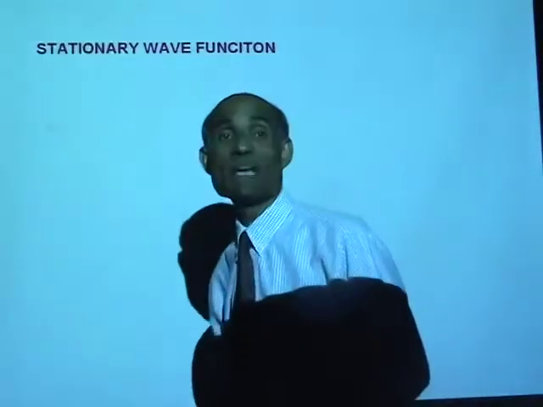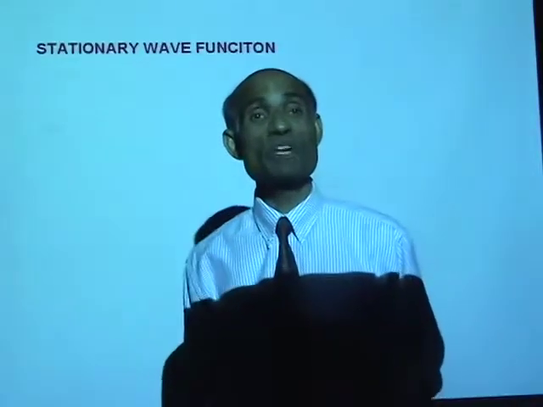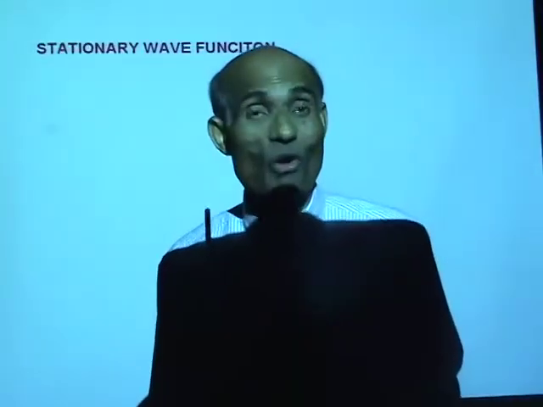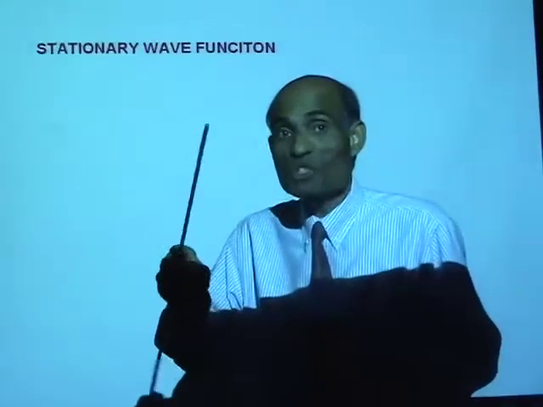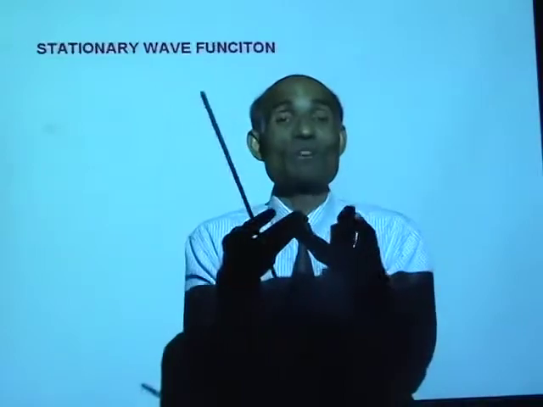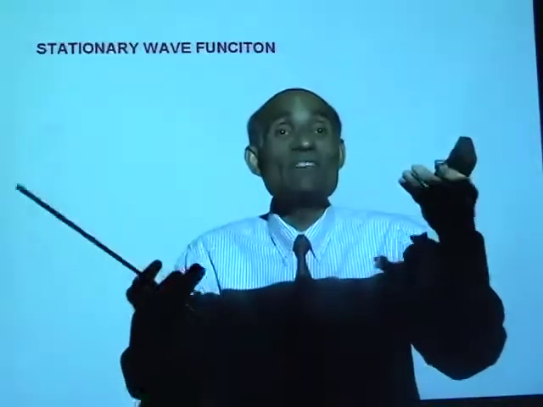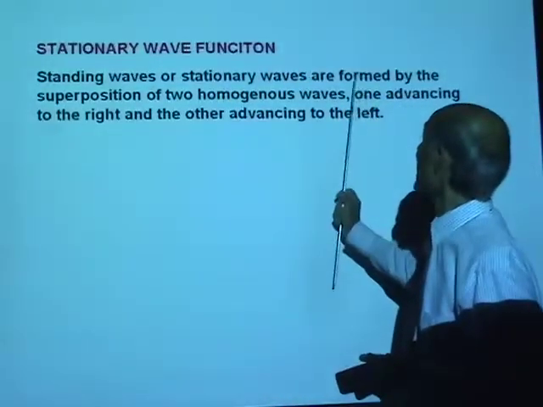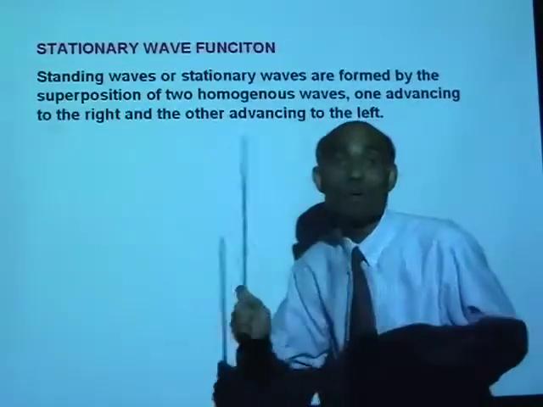Let's now obtain a wave function for a stationary wave. Now, do you remember how stationary waves are formed? Stationary waves are formed when an advancing wave and the reflected wave superimpose on each other, and the resultant wave is the stationary wave. Standing waves are formed by the superposition of two homogeneous waves.